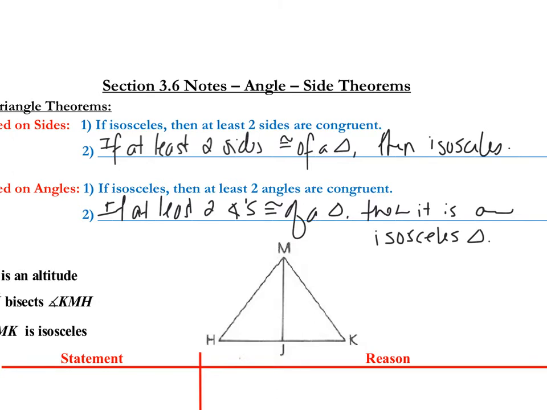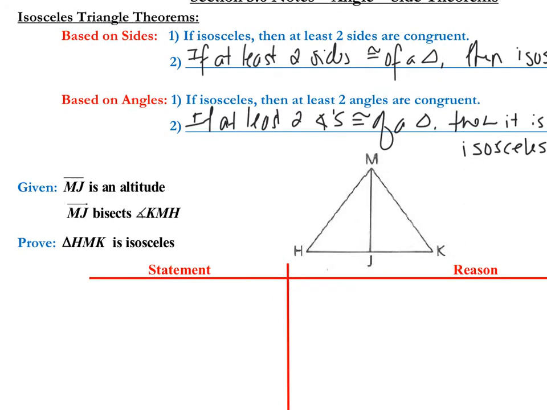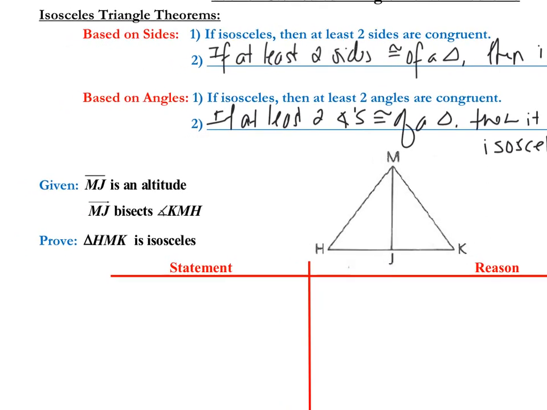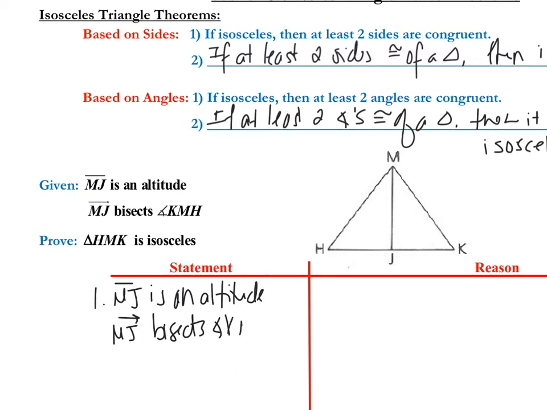Okay, so we're going to jump in right away and do a proof. So first of all, it says MJ is an altitude, which we are going to have to break down. What information does that tell us? And MJ bisects angle KMH. Again, we're going to have to break that down and let us know what it tells us. So in order to prove that this triangle is isosceles, HMK, which is the big triangle, we need to prove that at least 2 sides or 2 angles are congruent.